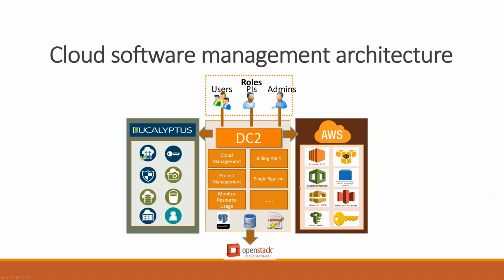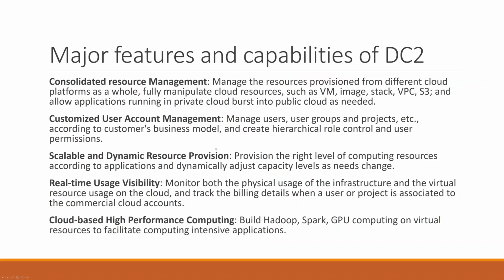And this is a software architecture. We have the DC2 management tool, and the Amazon AWS cloud, and OpenStack private cloud, and Unity private cloud. And they all can be managed in the same fashion through a single sign-on. So there are some major features. I'll just briefly go through this.